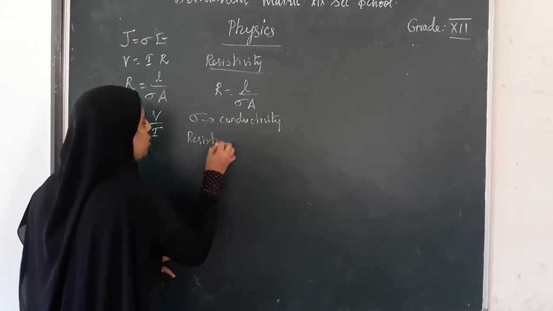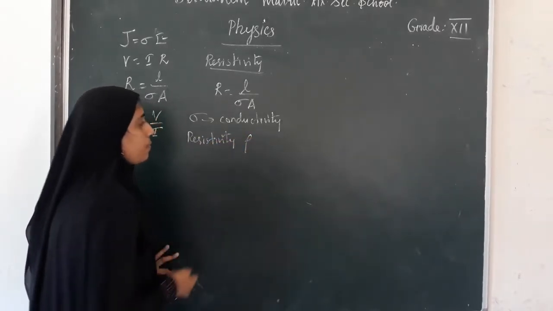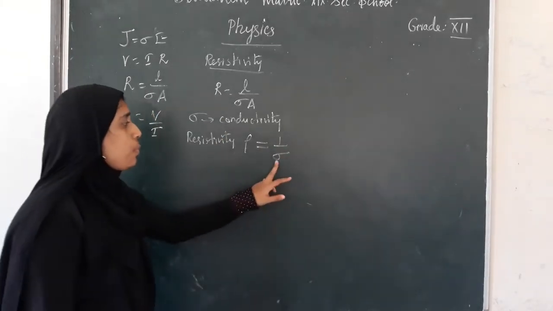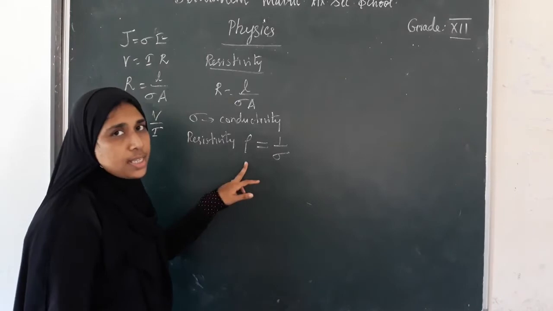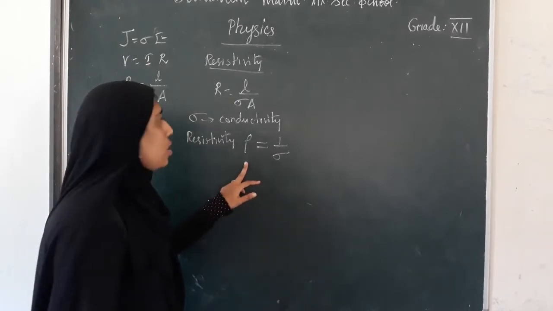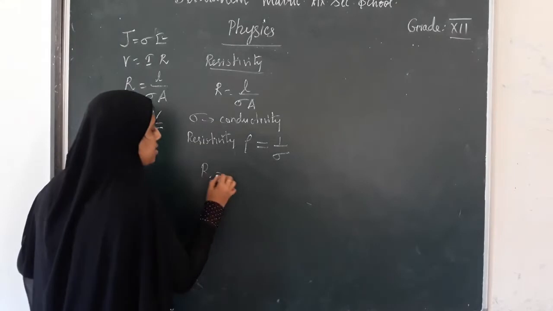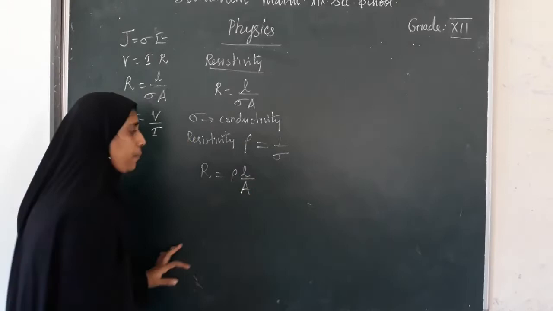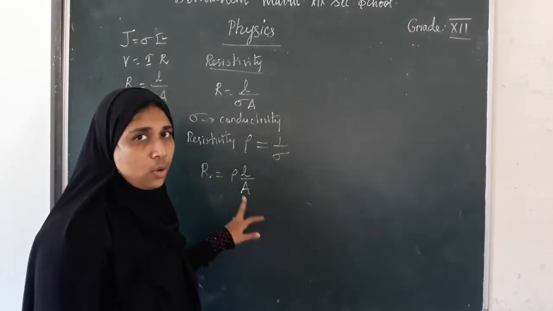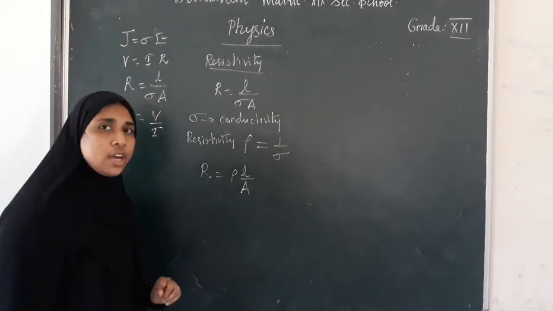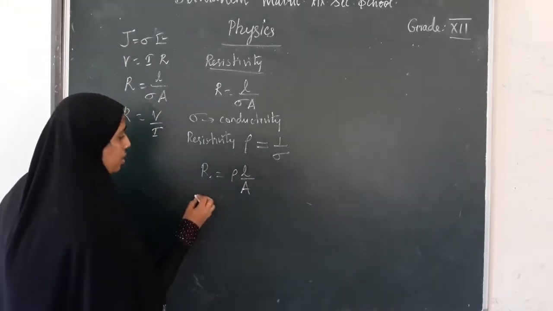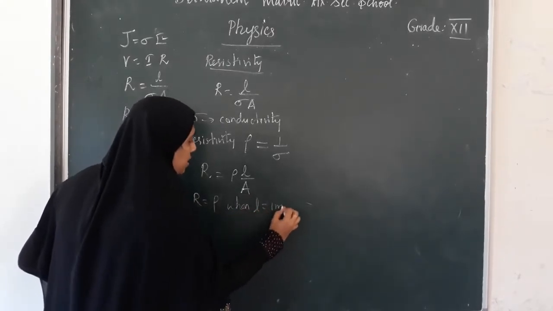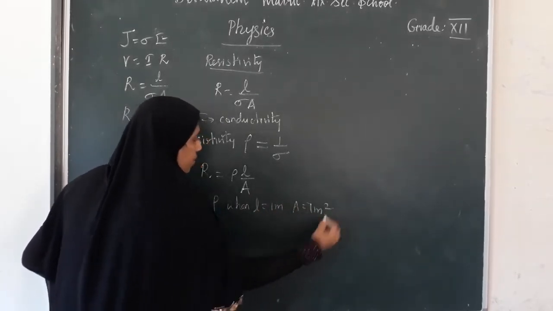Resistivity is denoted by the symbol rho. It can be written as 1 by sigma. The reciprocal of the conductivity is known as resistivity. So we can rewrite the resistance equation: R is equal to rho into L by A, where rho is the resistivity, L is the length, A is the area of cross section. R equal to rho when L equals 1 meter and A equals 1 meter square.